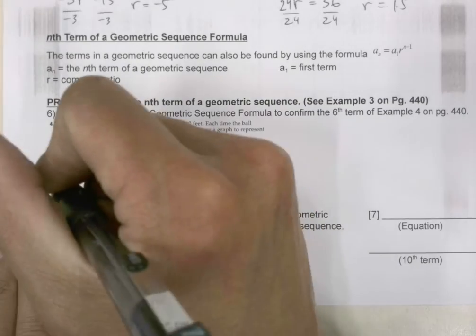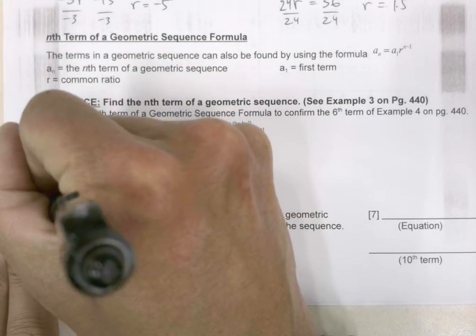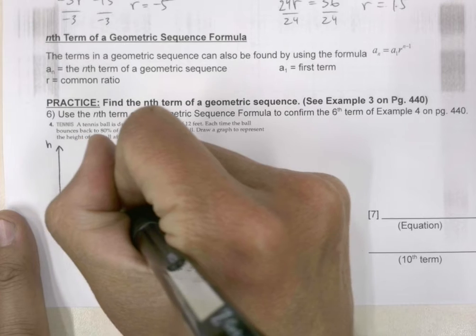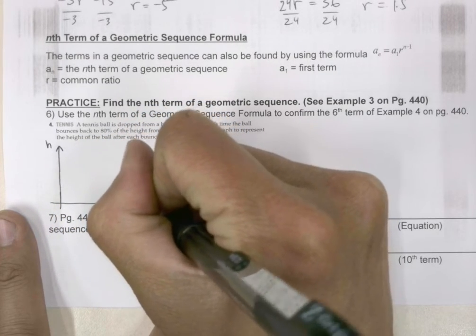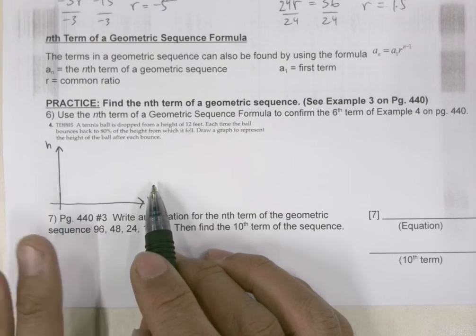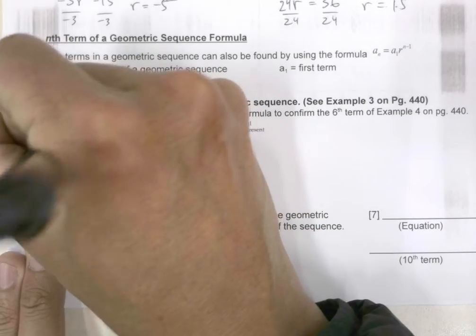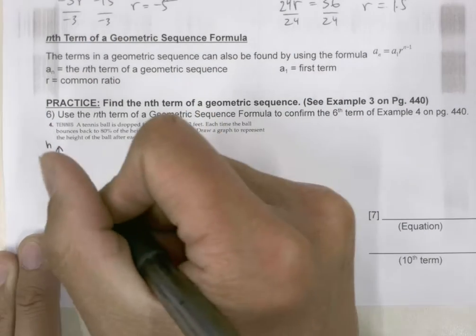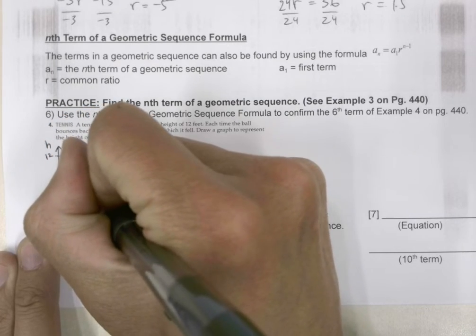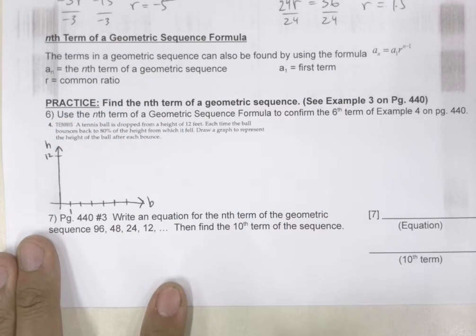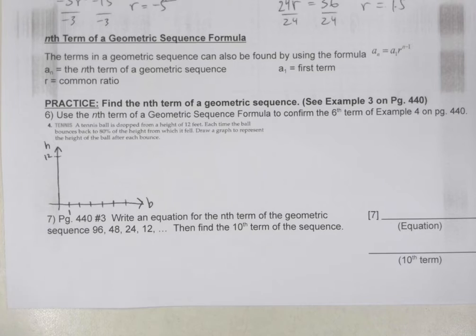All right. So first of all, if we're taking a look at this graphically, the height is our y-axis, and the number of bounces is our x-axis. So at 0, the height is 12 feet. And then at 1, 2, 3, 4, 5, 6. So at 1 bounce, the height will be 12 times 80%. So 12 times 0.8.